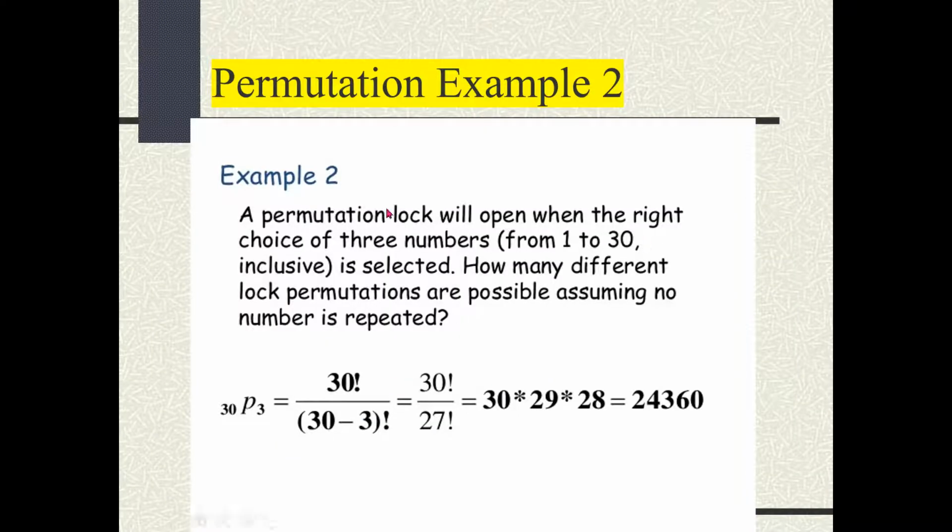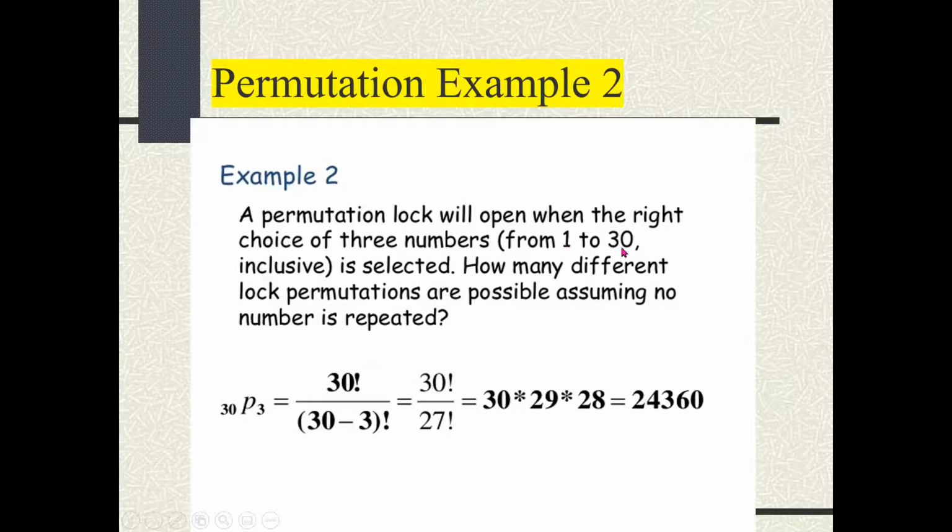Next, let's say a permutation lock will open. You know that there are keypad locks or numeric locks, and the order matters. For example, if the lock passcode is 0123, then you have to follow this particular order to unlock. So a permutation lock will open when the right choice of 3 numbers from 1 to 30 inclusive is selected. How many different lock permutations are possible?